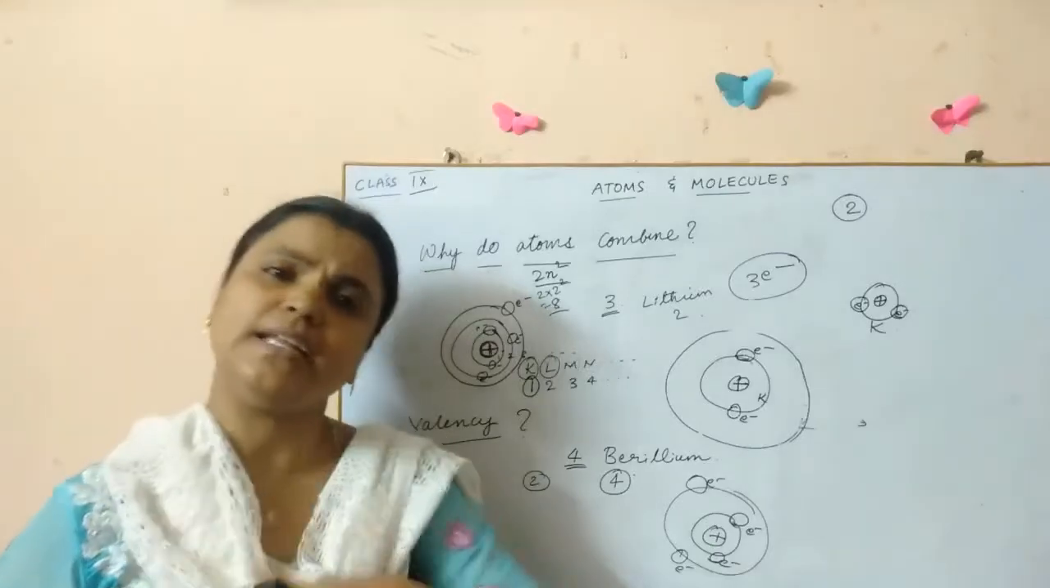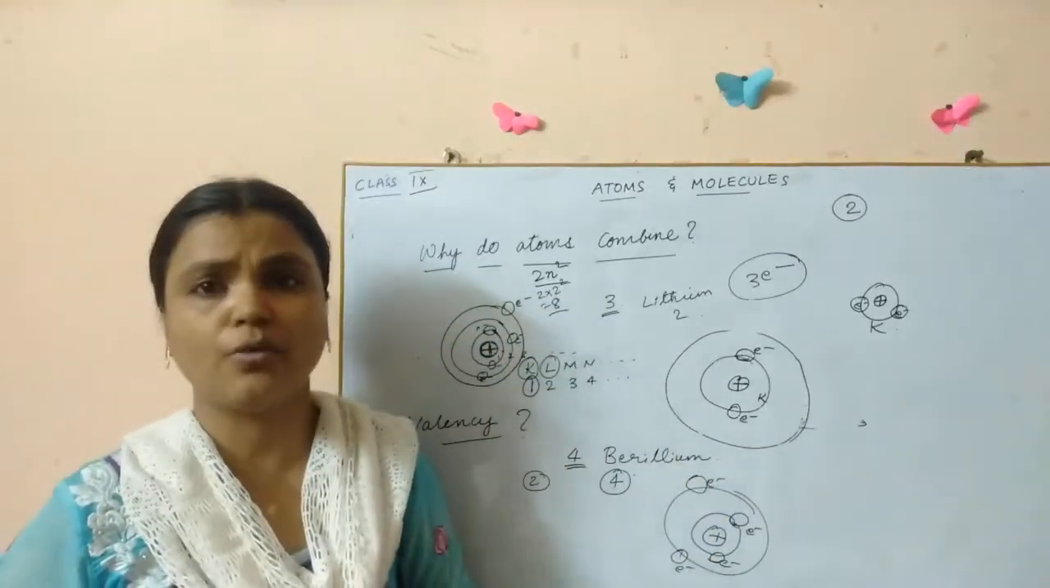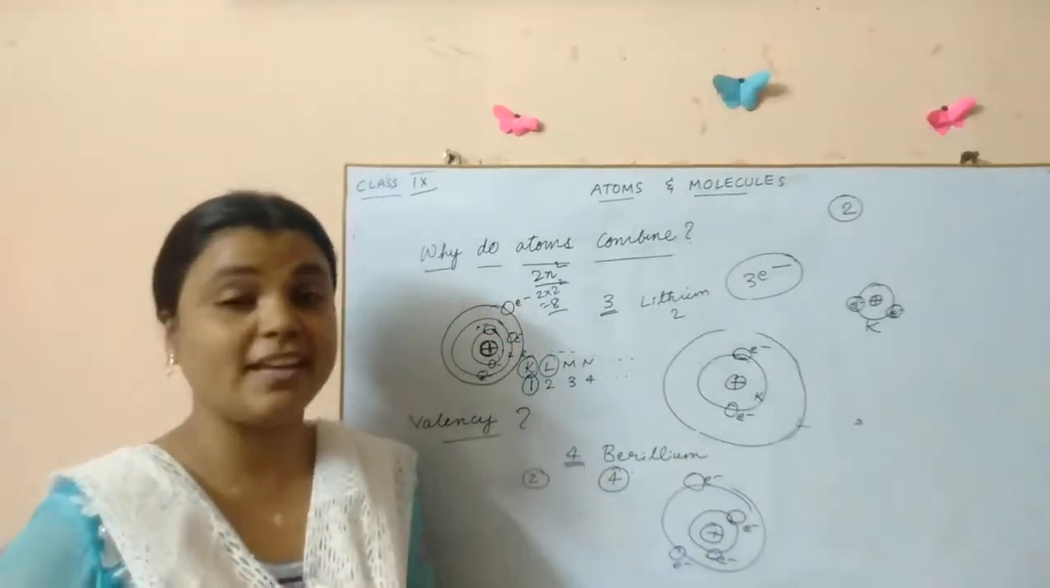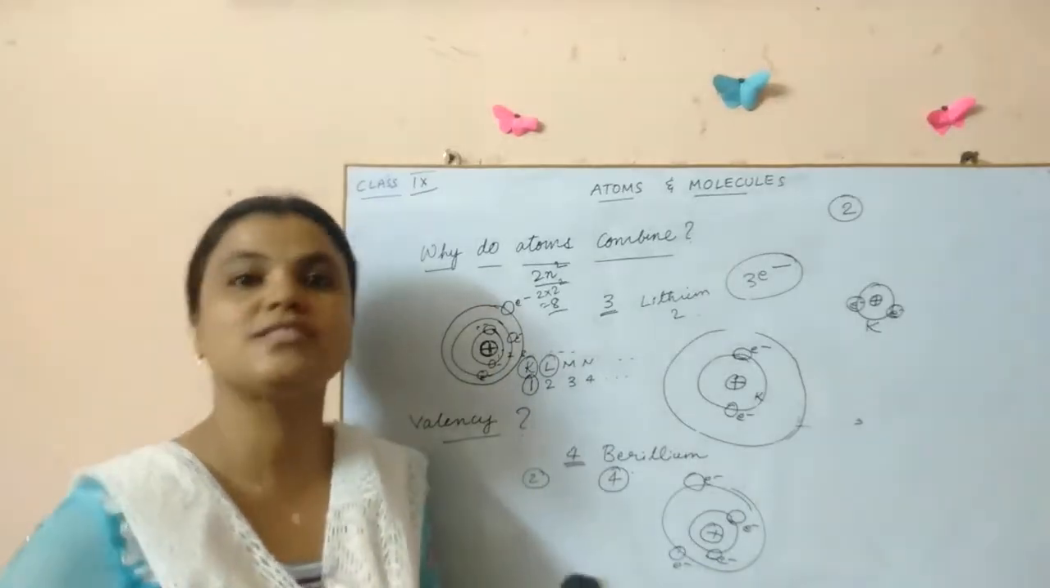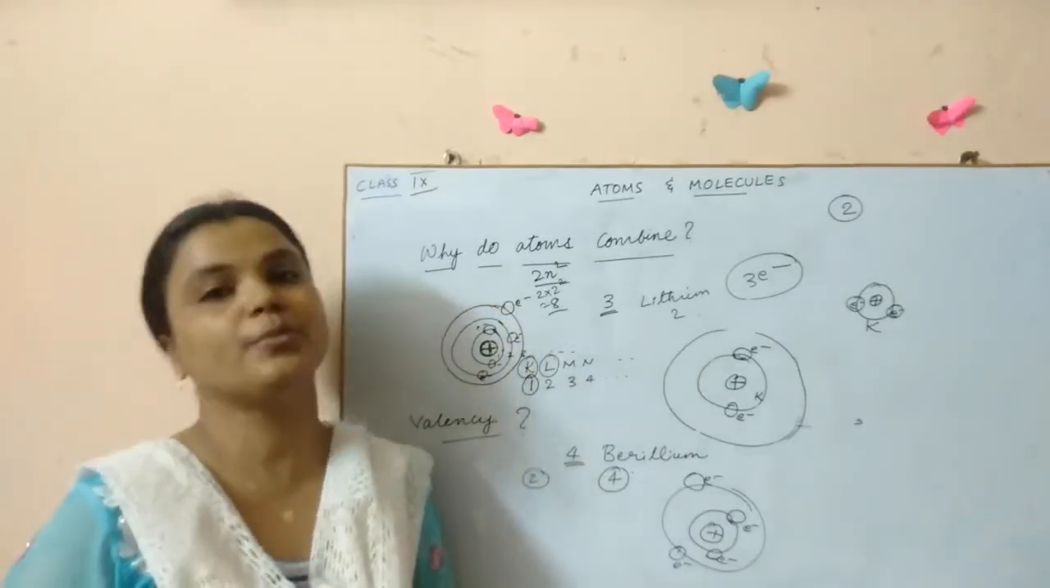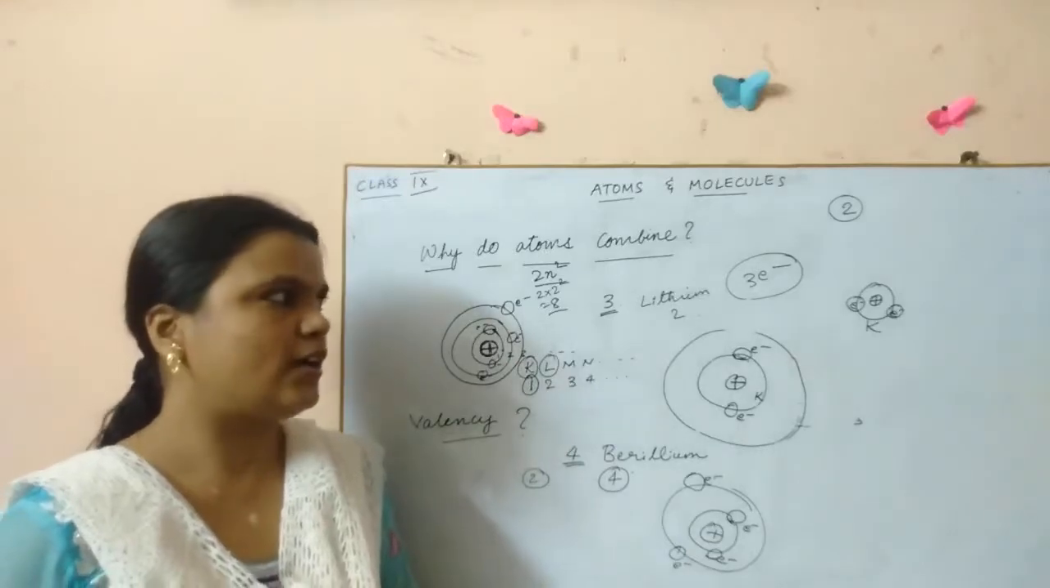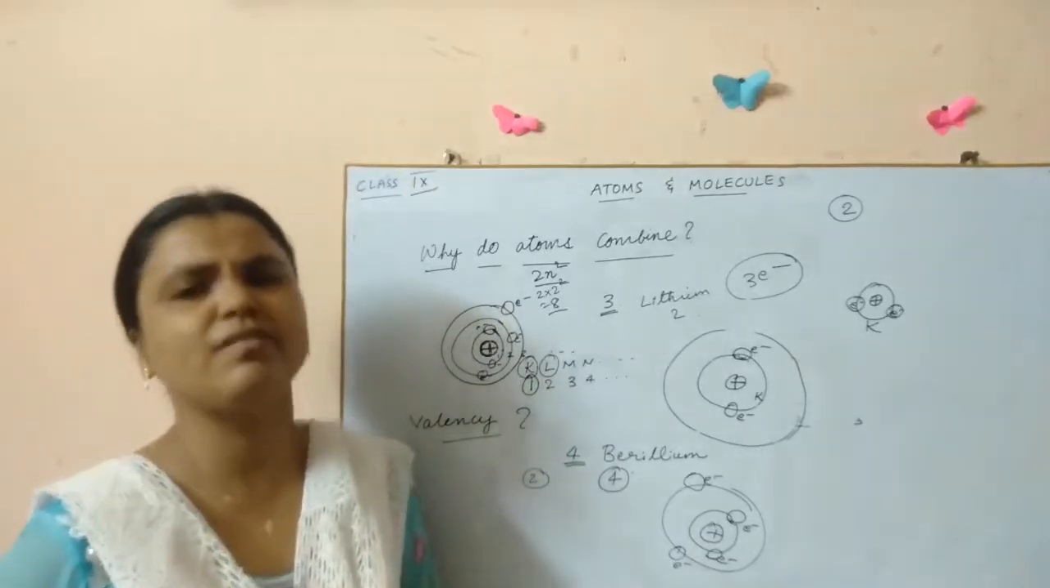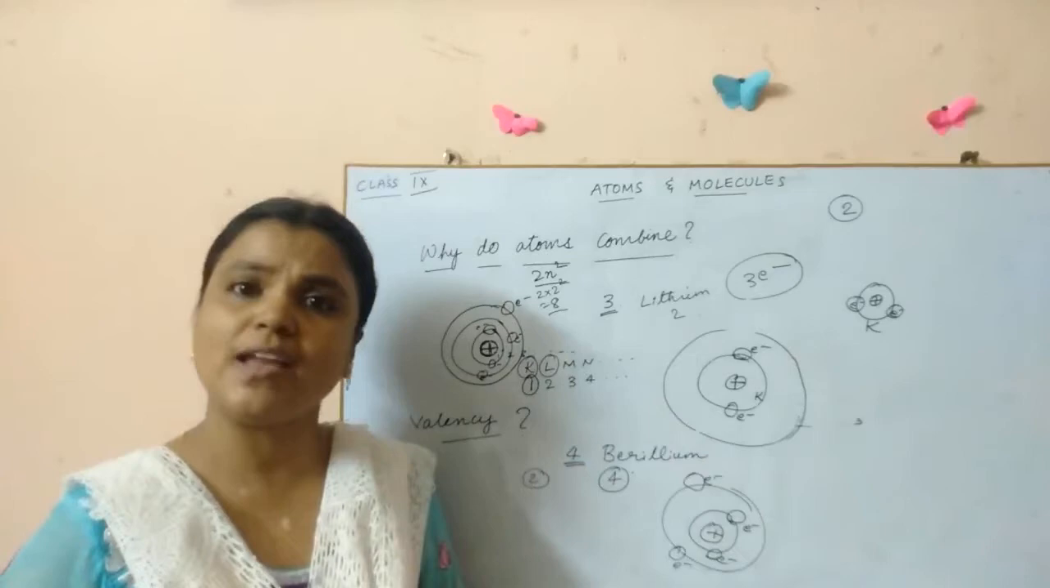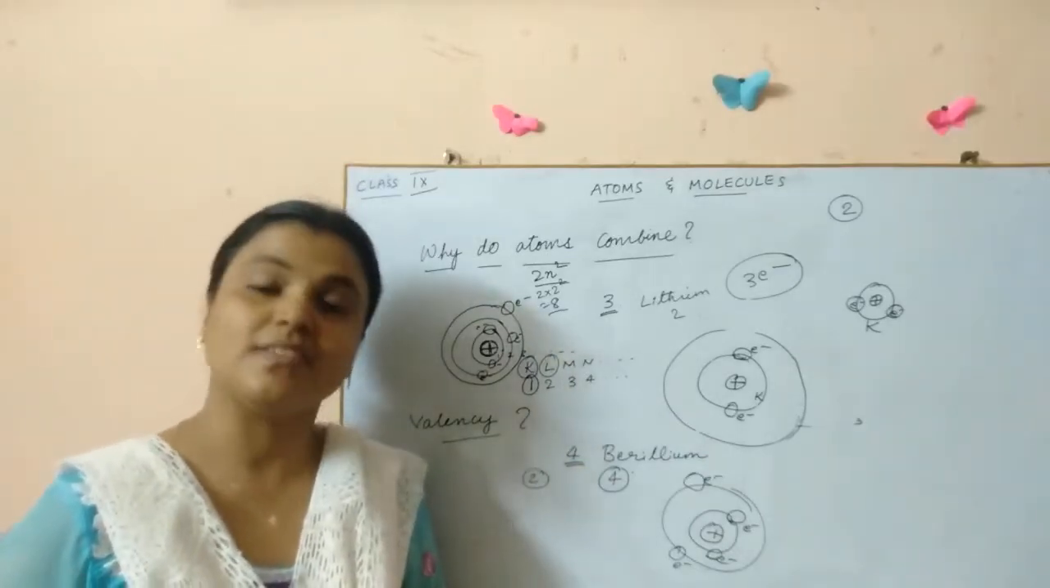Now what is stability in terms of atoms called? How will you define it? Yes, that means it should contain its outermost orbit completely filled with electrons. So are there any atoms which have their outermost valence shell completely filled? Yes, there are some atoms.